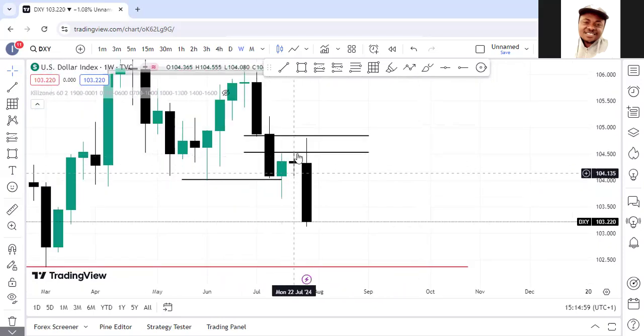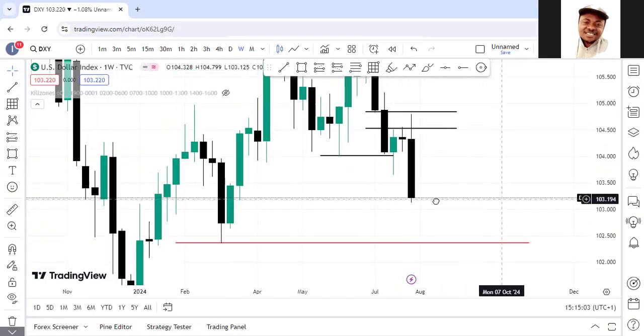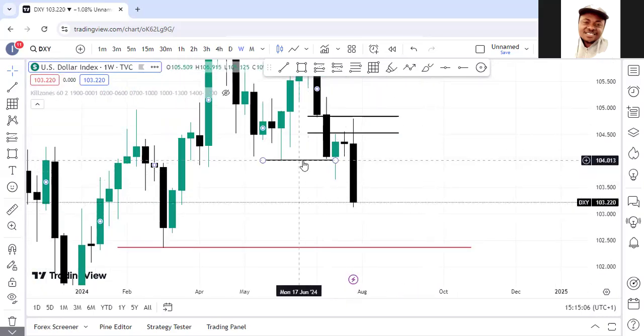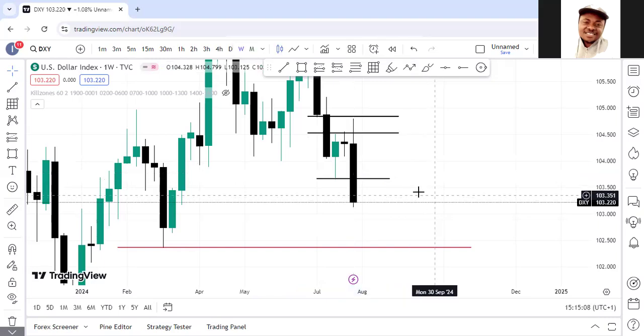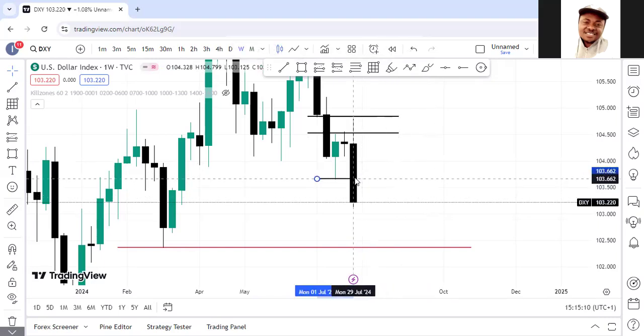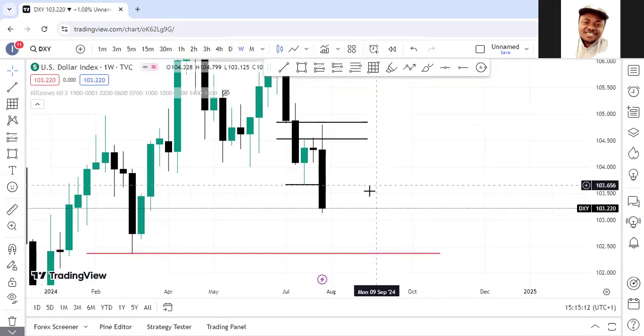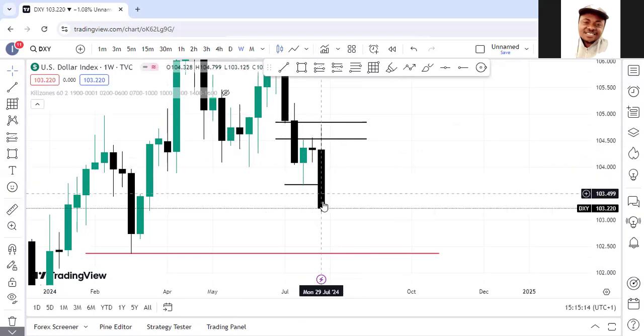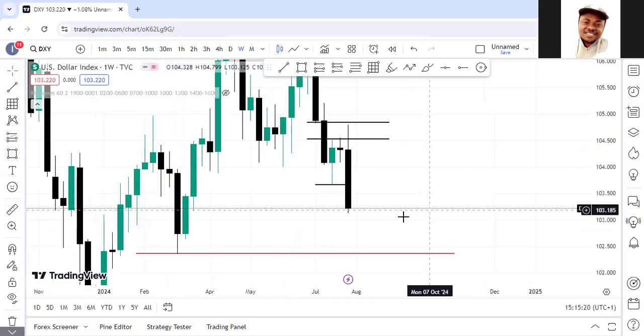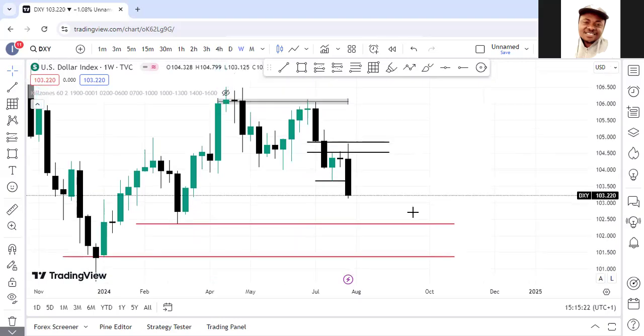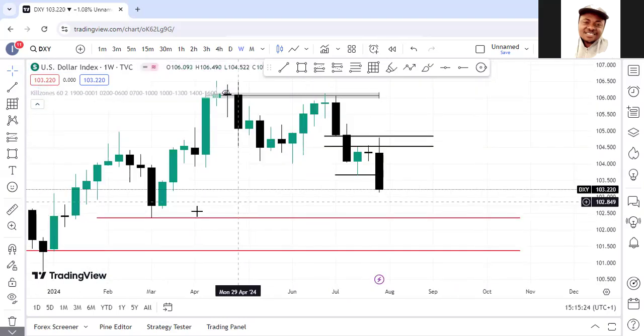So right now we have seen price traded into this sell side imbalance, buy side inefficiency, and we have seen an external liquidity being taken out. And we all know that after an external liquidity has been taken out, what we should expect is a retracement back into the internal liquidity for us to have the continuation of the trend. So I'm still expecting lower prices on DXY.